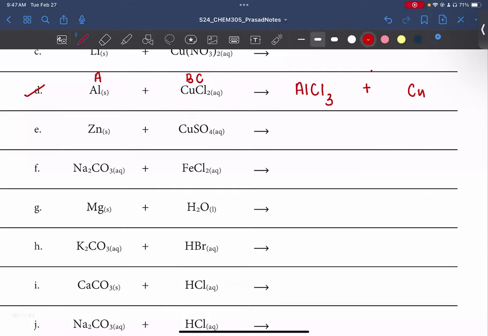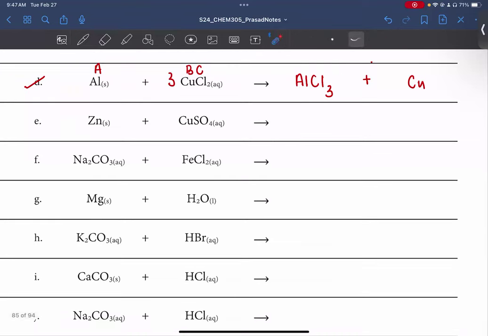For the copper chloride, we put three. For the aluminum chloride, we put two. In doing so, we now have six chlorines on the left and on the right. It's balanced. Unfortunately, though, we have also messed up the copper. Now, the copper has a three in front of it, which means there's three on the left and only one on the right. No worries, though. We can just put a three in front of it.